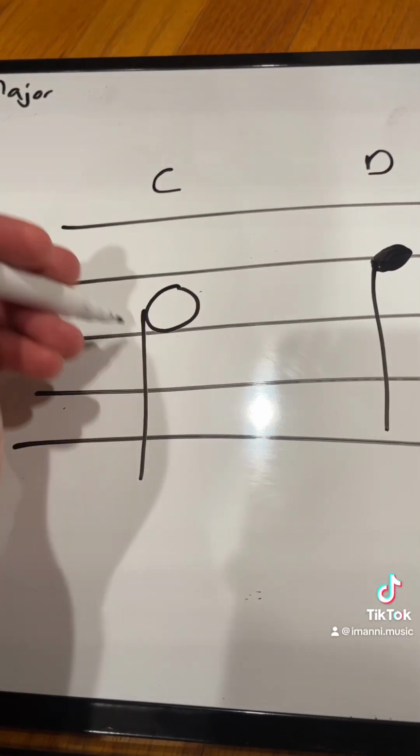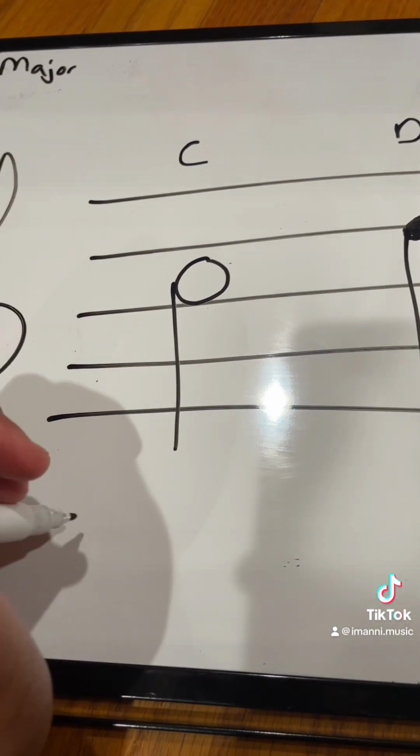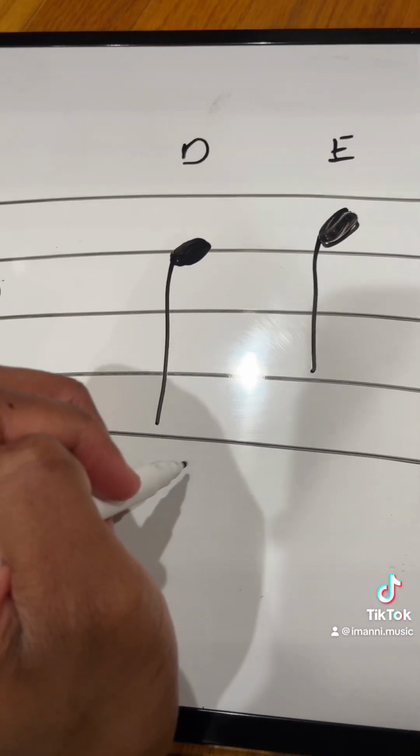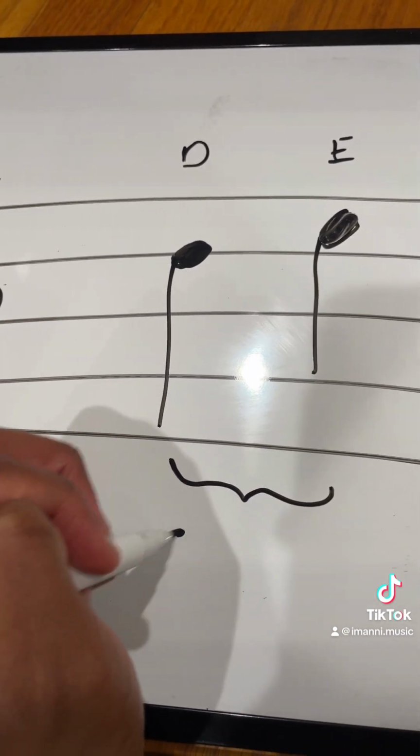Whenever you have an open circle note with a line down, we call this a half note. Shaded circles with lines we call quarter notes.